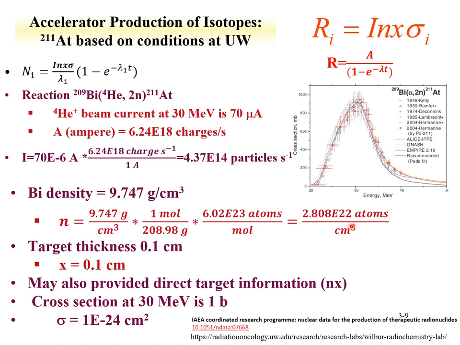For these calculations, the target information may be provided directly. For example, as opposed to providing the thickness and the density, one may be provided the number of atoms in the target or the mass of the target that is being bombarded. And the cross-section, again shown here, has a value of one barn. One barn is 1 times 10 to the minus 24 centimeter squared.